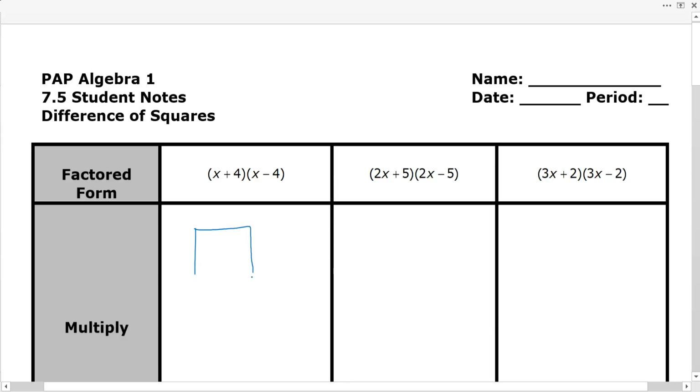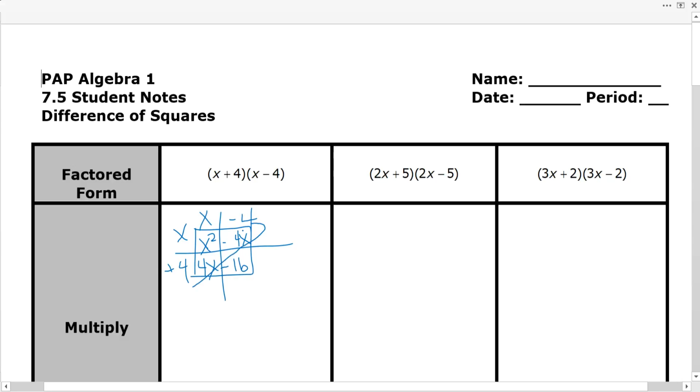And I'll use a square for the first one. I have x plus 4 and I have x minus 4, and I'm going to multiply. X times x is x squared. X times negative 4 is negative 4x. X times positive 4 is 4x, and positive 4 times negative 4 is negative 16.